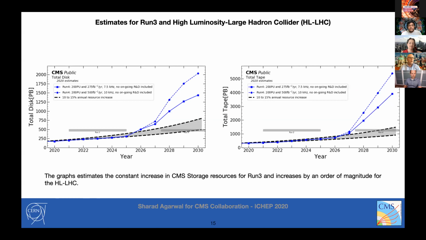These are the estimates for Run 3 and HL-LHC for the total disk and tape which would be required. Here you can also see that the dotted line has been continuously increasing, and we are going to reach exabytes of data on disk during HL-LHC.